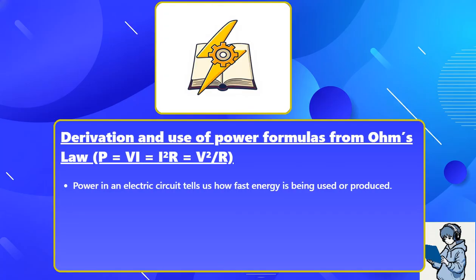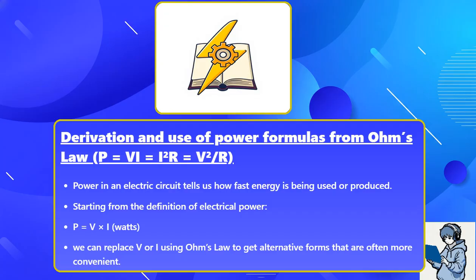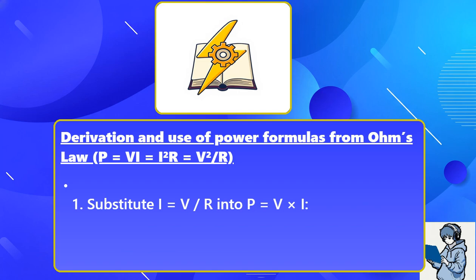Power in an electric circuit tells us how fast energy is being used or produced. Starting from the definition of electrical power, P equals V times I, in watts. We can replace V or I using Ohm's law to get alternative forms that are often more convenient. Substitute I equals V over R into P equals V times I. P equals V times V over R equals V squared over R.